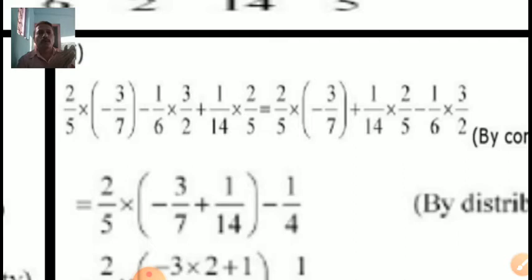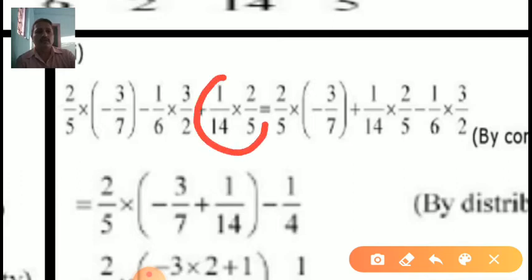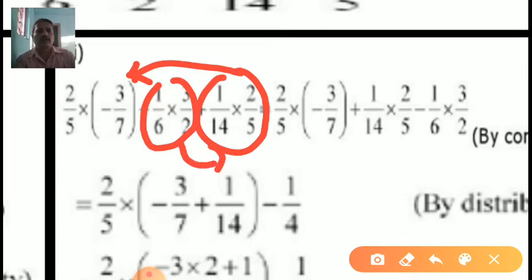2 upon 5 multiplied by minus 3 upon 7 plus 1 upon 14 multiplied by 2 upon 5 and then minus 1 upon 6 multiplied by 3 upon 2. See, this term is shifted to the second place and this term has to move to the third place.